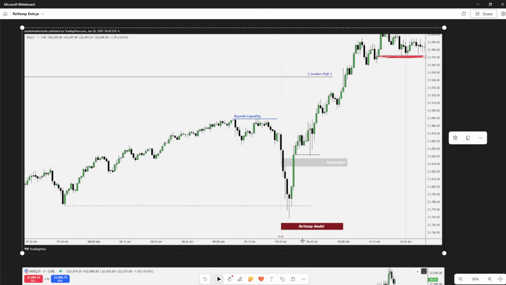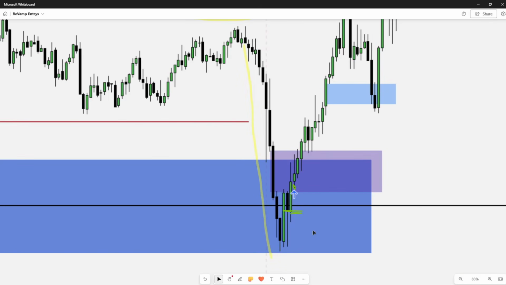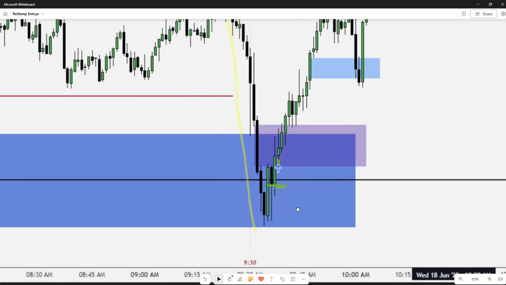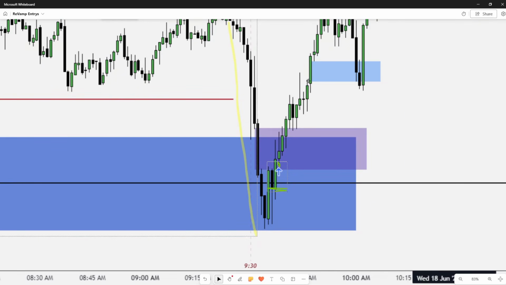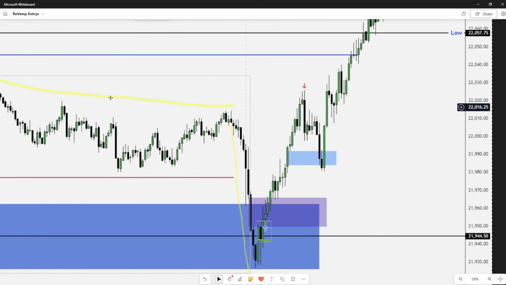Yeah, so this is how I operate. This is how we operate in my mentorship. Looking at this example here, you can see 9:30 to 10. I'm looking for that fair value gap. And in this case here, the fair value gap came up here, but I took mine down here at the inversion. And I TP'd over here at these highs, I guess.